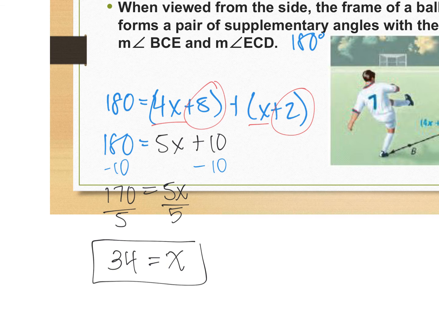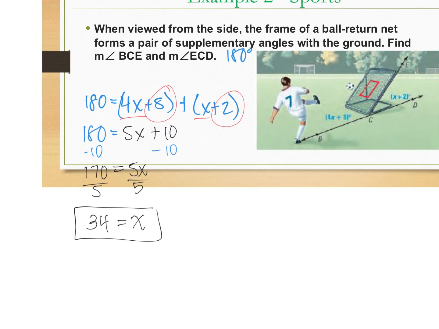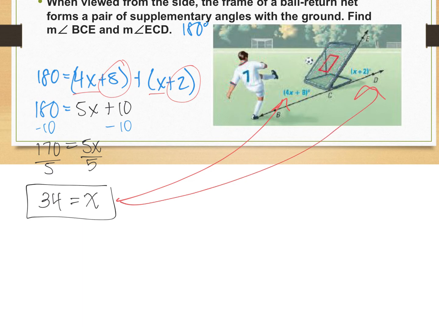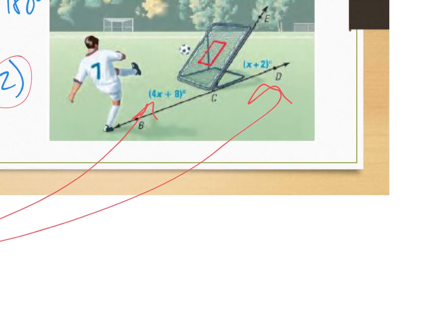The measures of the angles. What do I have to do with x, guys? Plug it back in, okay? So plug it back in and figure out what the measures of each of the angles are. I'm going to plug it into this one because it's easy, x plus 2. It's going to be 34 plus 2, which gives me 36 degrees. What would be the measure of the other one then? Cody? 144 degrees. Okay, we could do 180 minus 36.